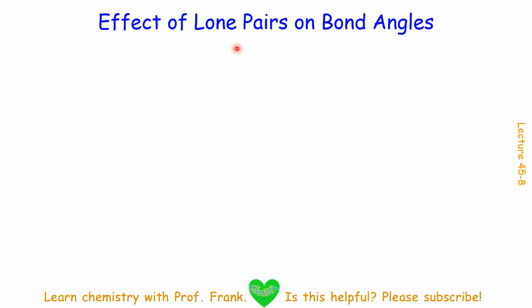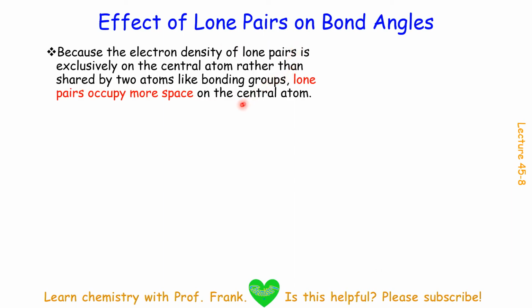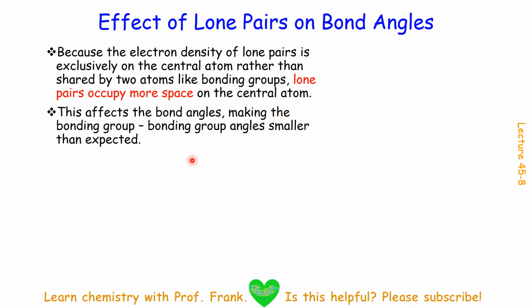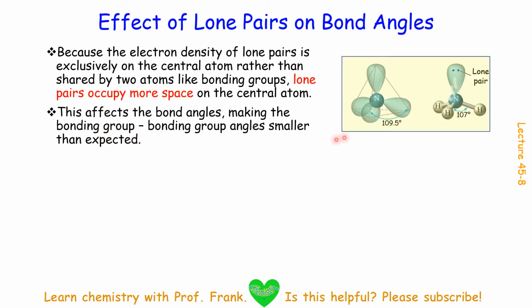Let's take a look at the effect of lone pairs on bond angles. We actually already taught this a little bit in the previous few slides. Because the electron density of lone pairs is exclusively on the central atom rather than shared by 2 atoms like bonding groups, the lone pair requires more space on the central atom. That in turn affects the bond angles, making the bonding group angles smaller than expected.